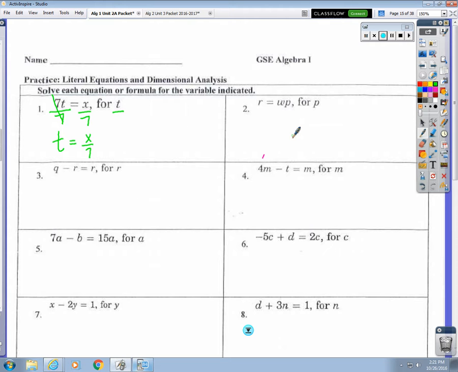Okay, number 2. R equals W times P, solve for P. That means we need to get P by itself, so who needs to move? How do you move it? Divide by W. So that leaves R over W equal to P. P's by itself, so you're done.